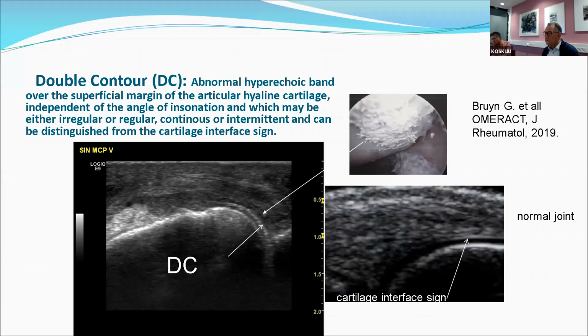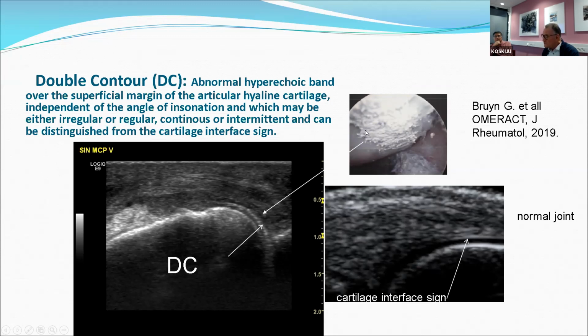Now the most important specific feature for gout using ultrasound is the double contour. With ultrasound we have a bony white line, but on top of that is a new white line, so, double contour. It's an abnormal hyperechoic band over the superficial margin of the articular hyaline cartilage, independent of the angle of insonation, which may be irregular or regular, continuous or intermittent, and can be distinguished from the cartilage interface sign.